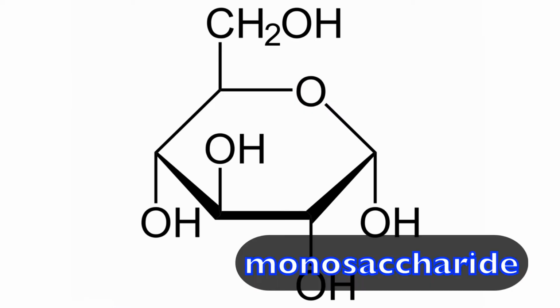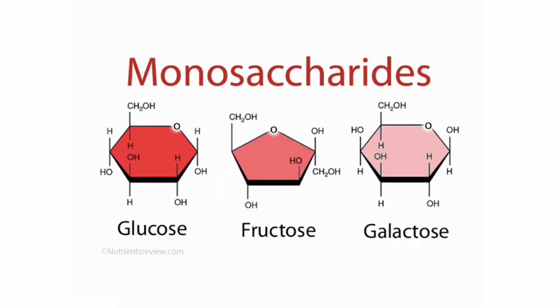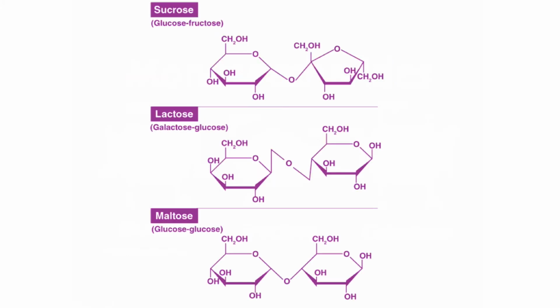A monosaccharide is a single monomer or subunit. There are 3 types of monosaccharides that we consume in our diet: glucose, fructose, and galactose. All of them are characterized by the formula C6H12O6. Monosaccharides are the only form of carbohydrate that can be absorbed across the intestinal lining, or the cells of the intestine. So we'll take a look at that as we move forward.